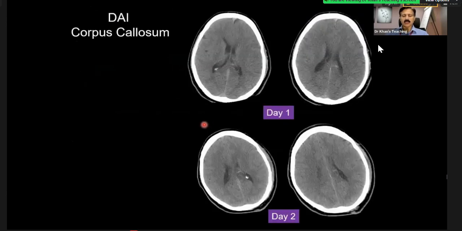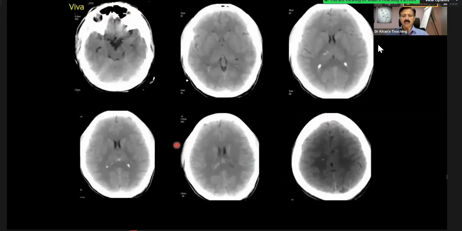This is a diffuse axonal injury, which is involving the corpus callosum. If you see here, corpus callosum. And this is a type of a Viva case, but I don't have time to show you in a Viva format right now. Another case of diffuse axonal injury, candidate 7.